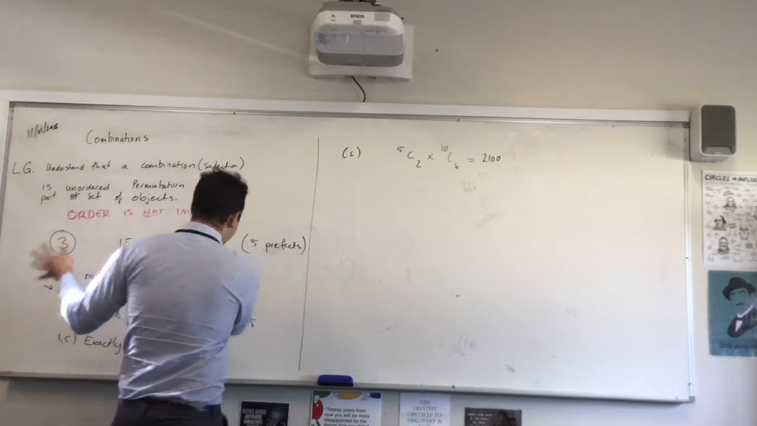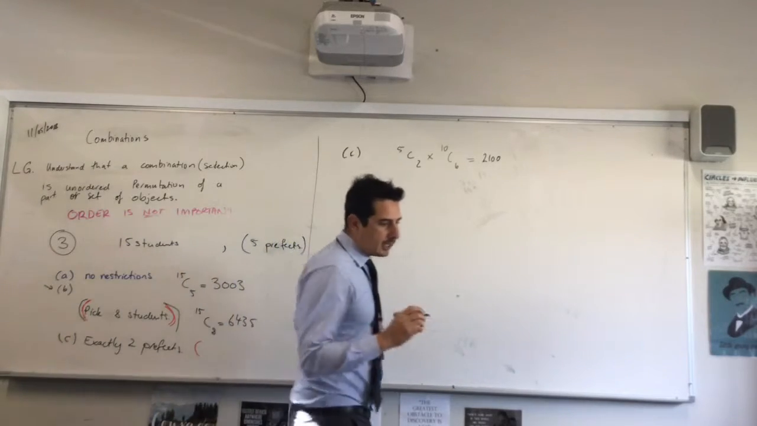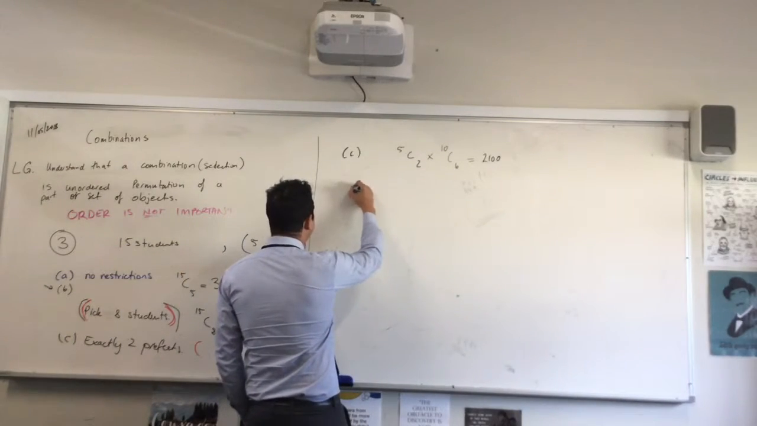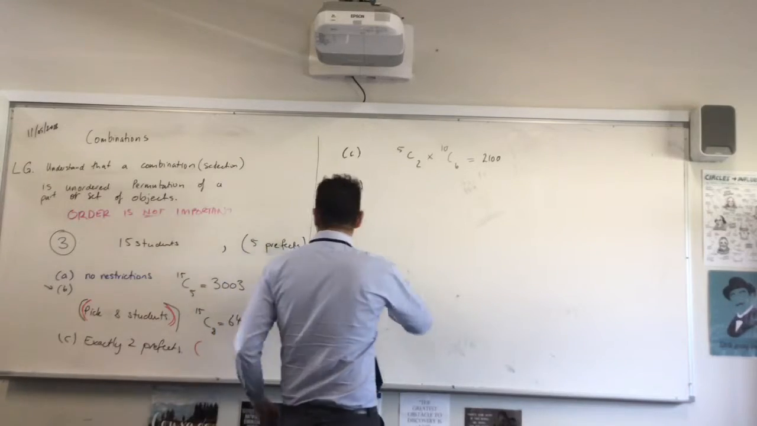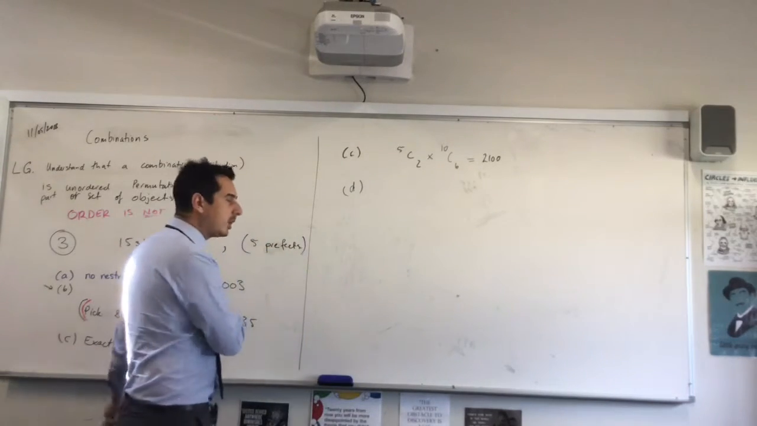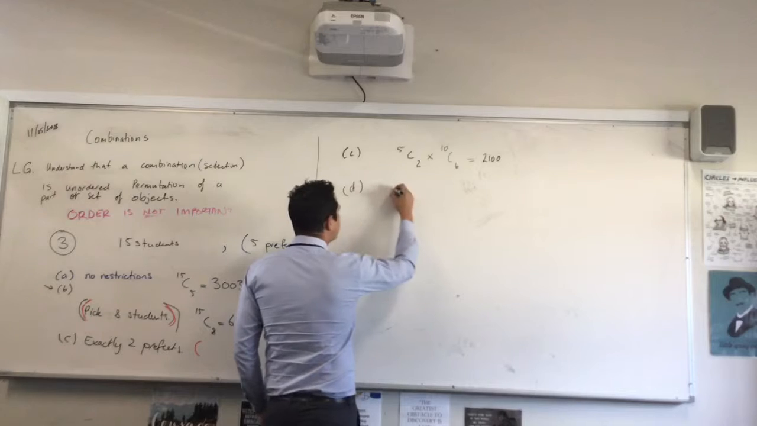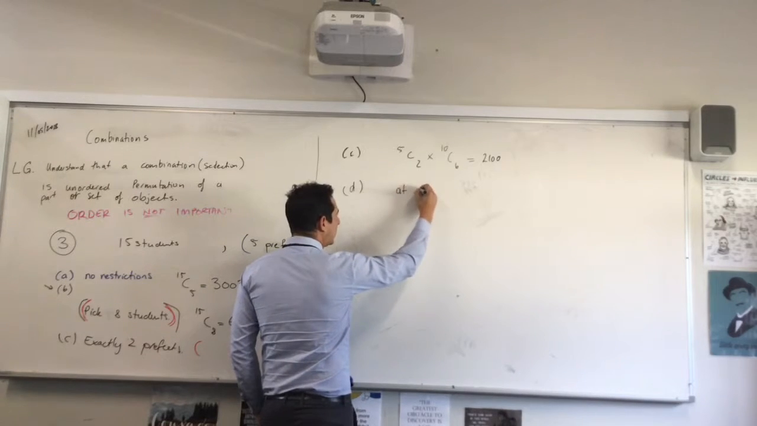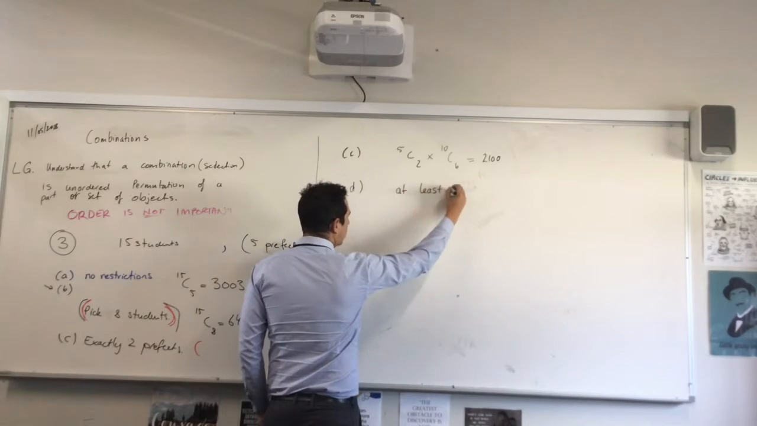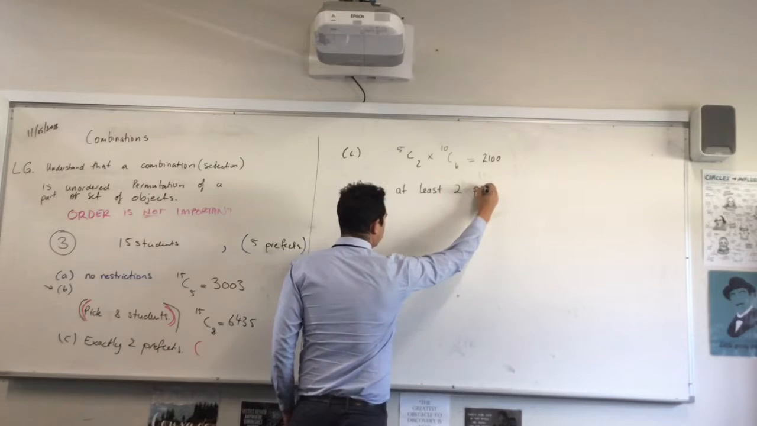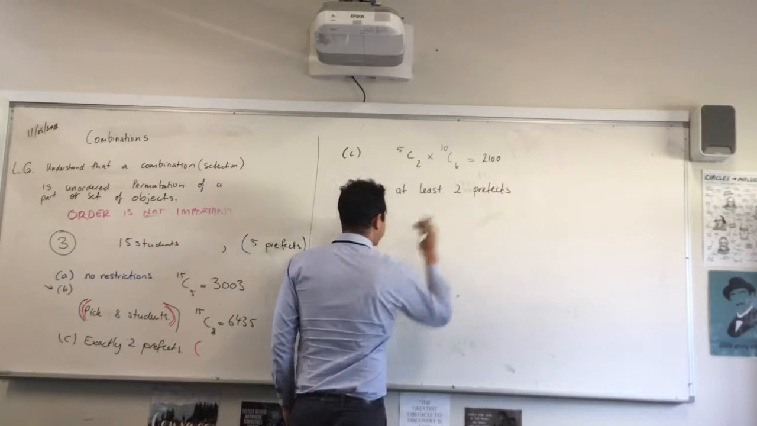So we're going to pick 8 students again, and now this is interesting. So we're picking 8 students. And out of those 8 students, there needs to be at least 2 prefects. At least 2 prefects.